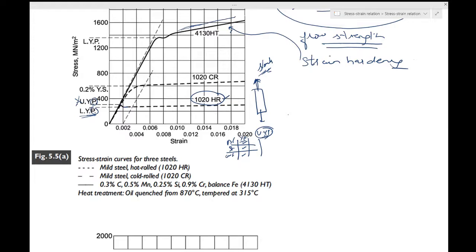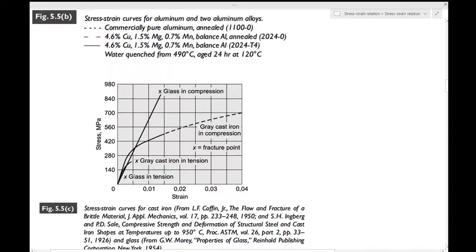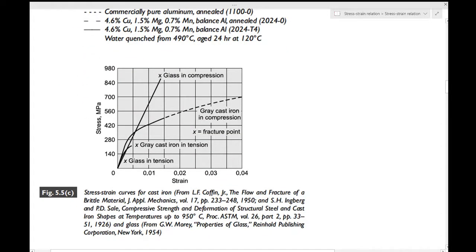Okay, let's now move to figure 5.5c. In figure 5.5c, this is for glass, and stress is proportional to strain up to the point of fracture. This is what it means: stress is proportional to strain up till the point of fracture. So x represents fracture. Its behavior is entirely elastic. There is no evidence of plastic deformation in either tension or compression.